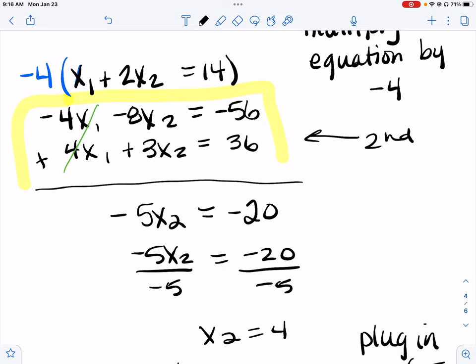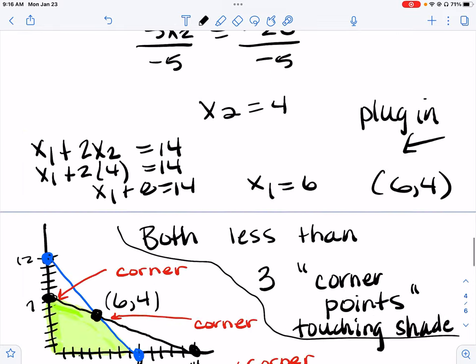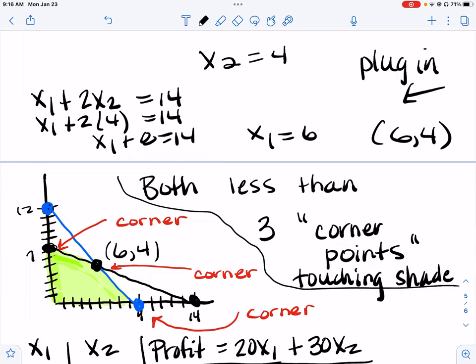Okay, then I rewrite that second equation. Now I add the two equations together. I get -5x2 equals -20. Divide, I get x2 equals 4. Okay, now go back and plug in 4 for x2. So 2 times 4 is 8. x1 plus 8 equals 14. Minus 8, I get x1 equals 6. Okay, so what is my point? x1 is 6 and x2 is 4.